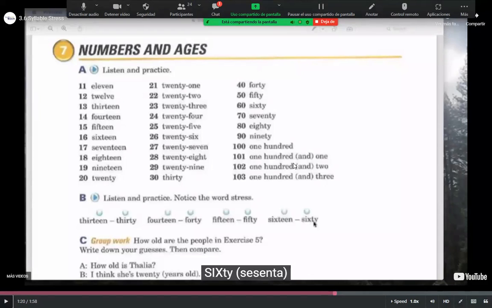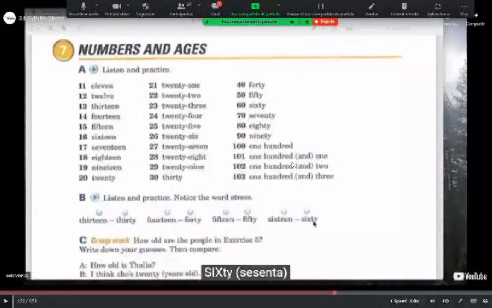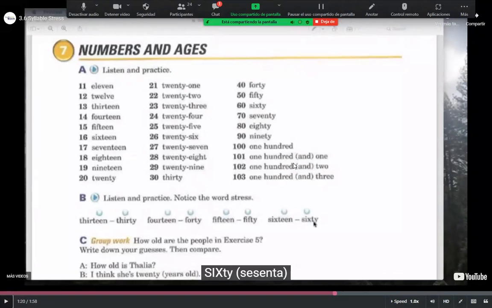100. Then you can say 101. Or you can say 101. You can say 102. Or 102.